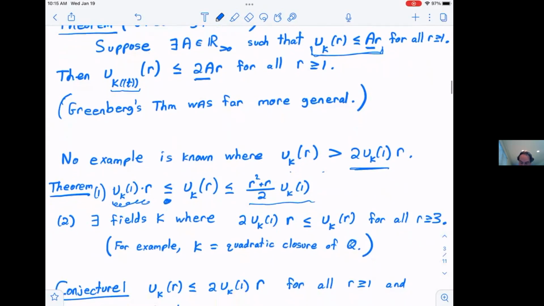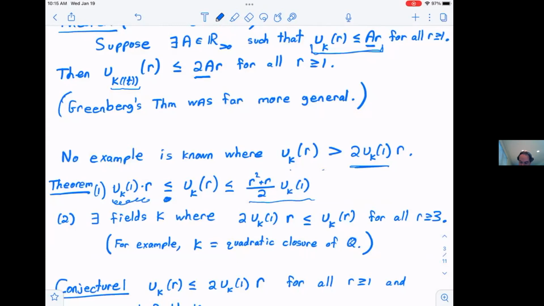However, we do know that there exist fields K where the U invariant for systems of R quadratic forms is greater than this number times R for all R greater than or equal to 3. And an example is K is the quadratic closure of the rational numbers. One can prove this. It takes a bit of work, but not too hard. And yet we don't know of any example, as I said up here, where we would have strict inequality. We don't know if it's true or not.